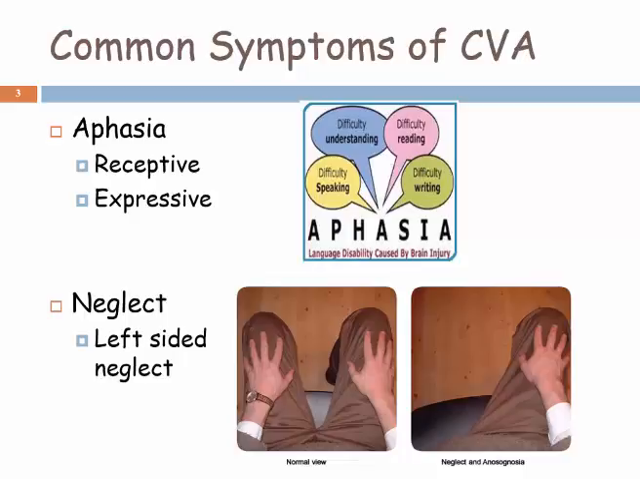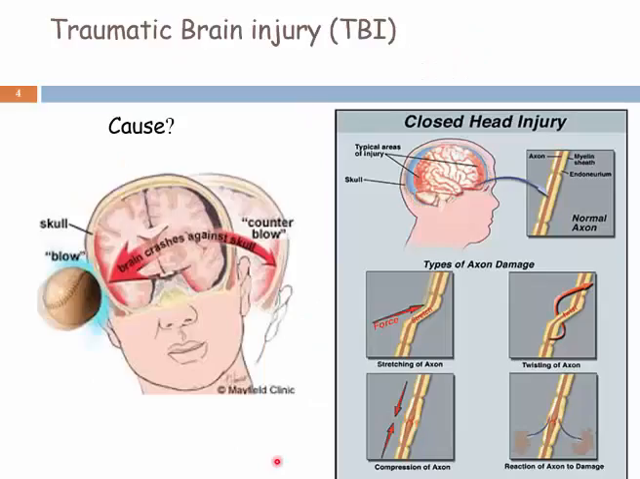Another example is in the bottom of your slide, with the normal view on the left and the view of a person with left-sided neglect on the right. So here's the normal view, and here's the view that the person with left-sided neglect would see. The purpose of physical therapy with these types of patients is to facilitate functional recovery as best as possible, and to teach the person how to adapt with their residual deficits.